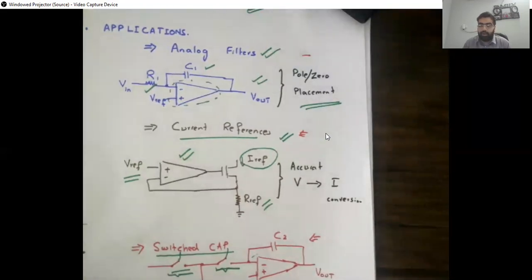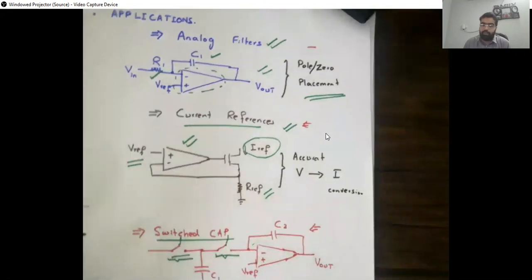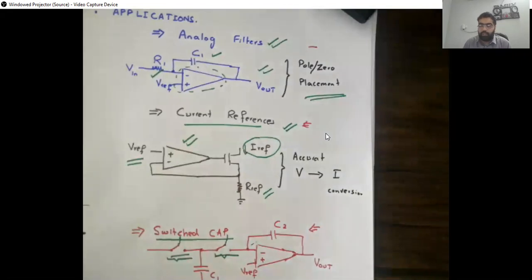So we use it as an amplifier, and for filtering purposes, and analog filtering is a very vast domain. For current references, we want a proper value of current, which we use in our on-chip systems. And the switch cap, the discrete time filtering or the A to D converter, is also a very broad field. So the basic two-stage op-amp, or the op-amp in general, has vast applications; you can say it is the building block of any analog design.